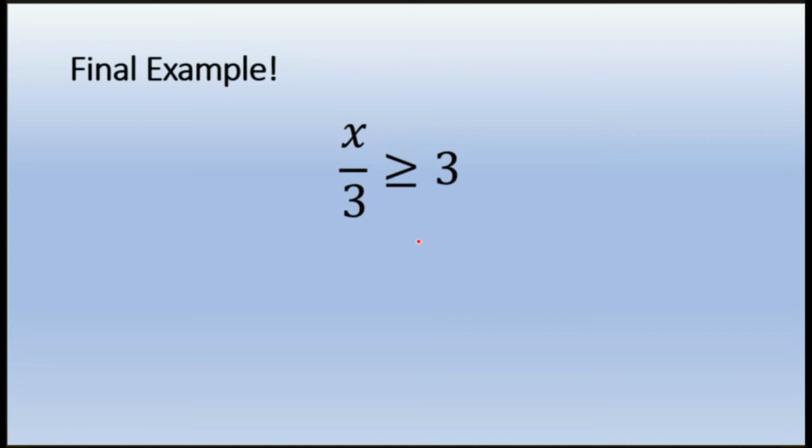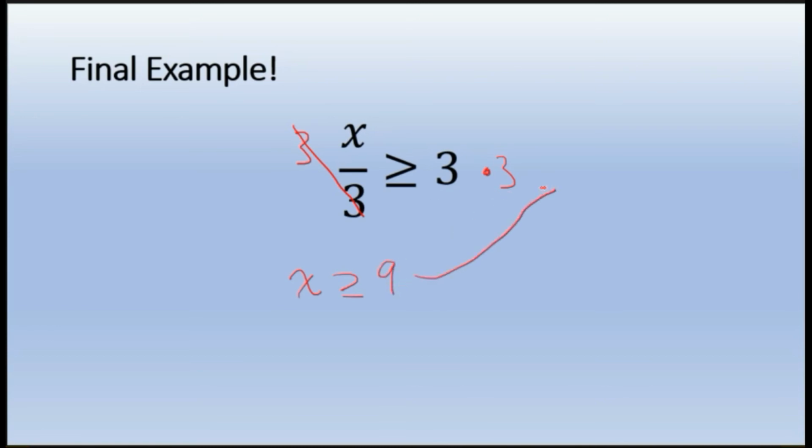For our last example, still involving division, to get rid of division I need to do multiplication, so I'm going to multiply by 3 to get rid of it. I need to make sure I do this on both sides. So 3x divided by 3, those cancel. I'm left with x is greater than or equal to 3 times 3, which is 9.